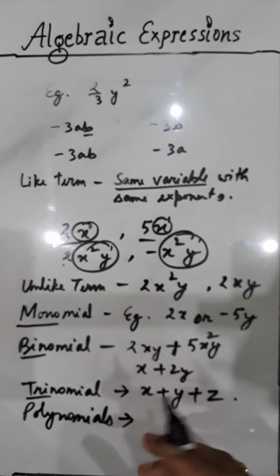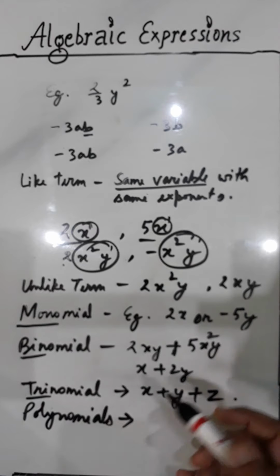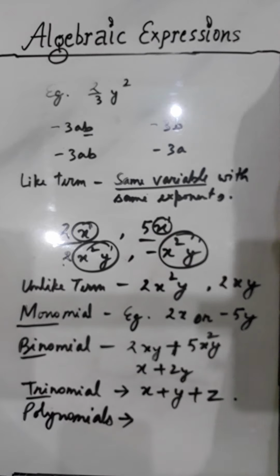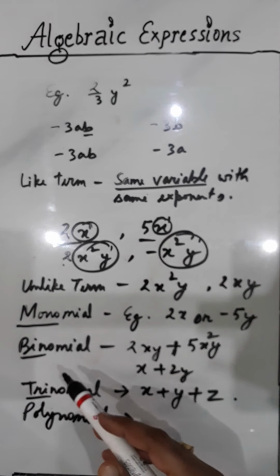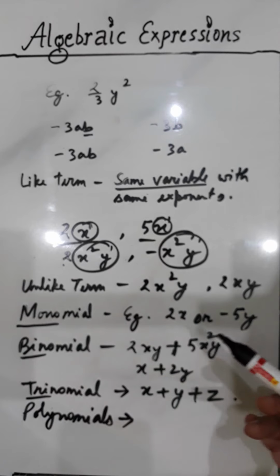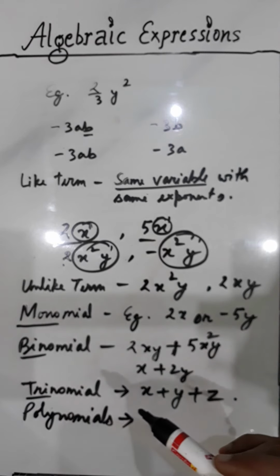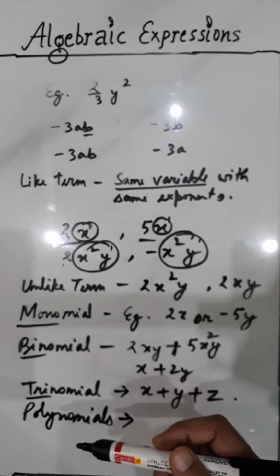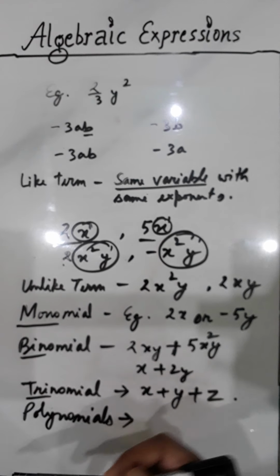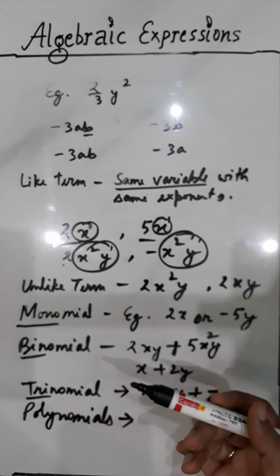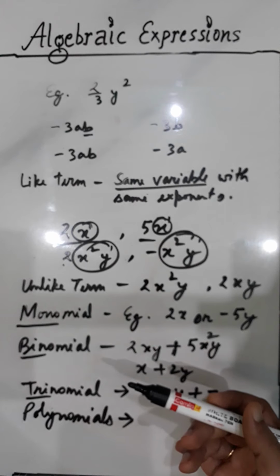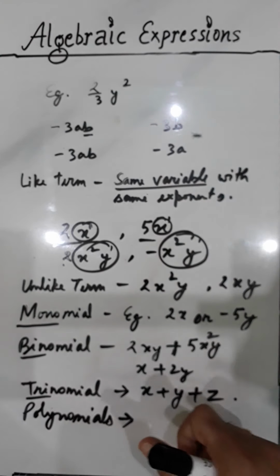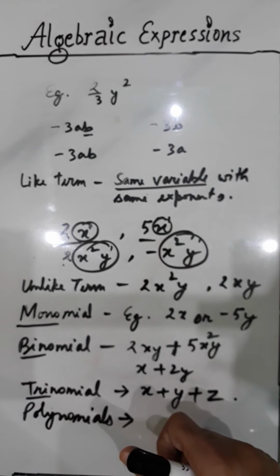For example, as you can see, a monomial contains one term. It means that a monomial is a polynomial. A binomial contains two terms, so that also is part of a polynomial, because it contains any number of terms. But yes, that also has to be seen, that it should not have a negative exponent.